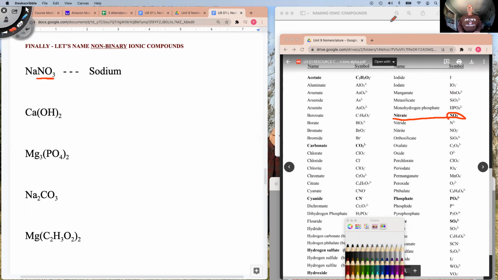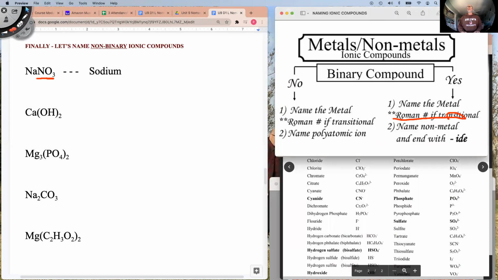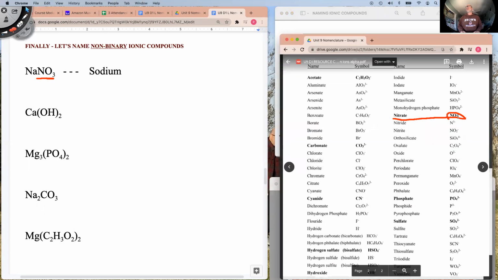Our instructions clearly state, name the metal, I did that. Name the polyatomic ion. Poly meaning more than one, and atomic meaning an atom, so more than one atom. Yep, there's more than one atom, and it's a charged particle. Yep, it's charged NO3, so name it, nitrate. So sodium nitrate, N-I-T-R-A-T-E. That's the name. Well done. Let's try the next one.